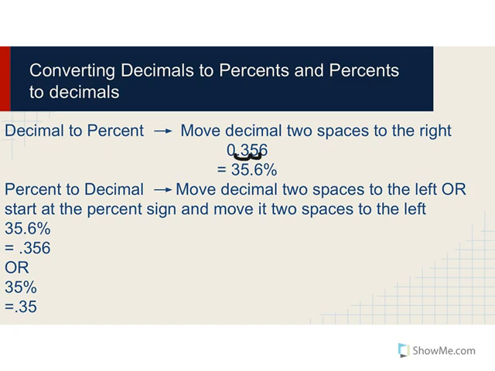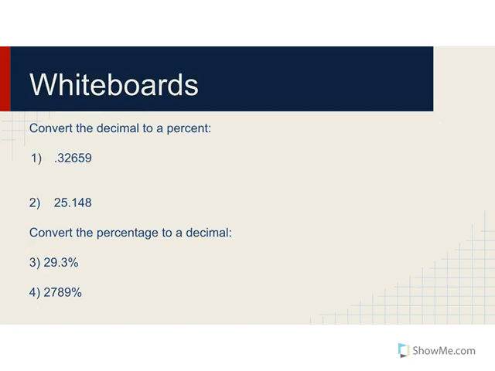Since it has both the decimal and the percent sign, you actually use the decimal and you move it 2 spaces to the left, creating 0.356. Or if we see here that the next example only has the percent sign, you're going to take that percent sign and move it 2 spaces to the left, creating the decimal equaling 0.35.